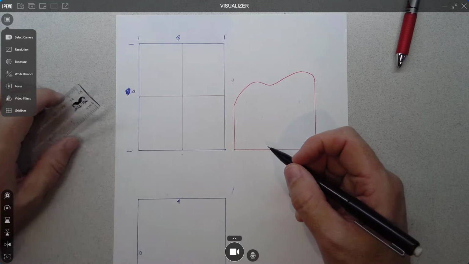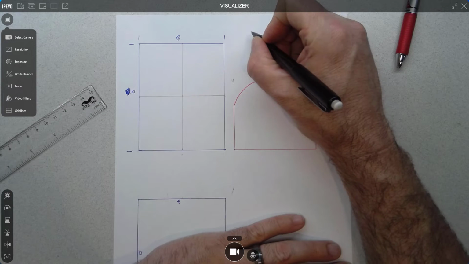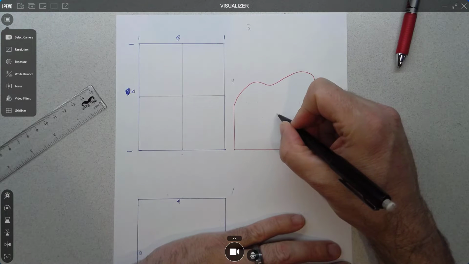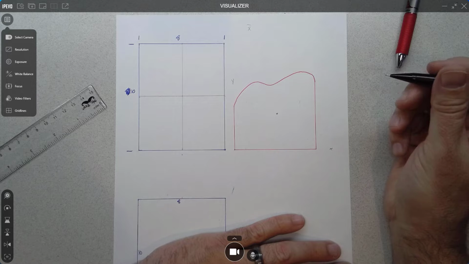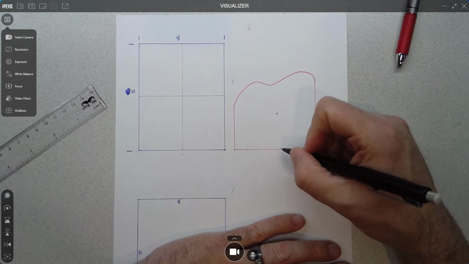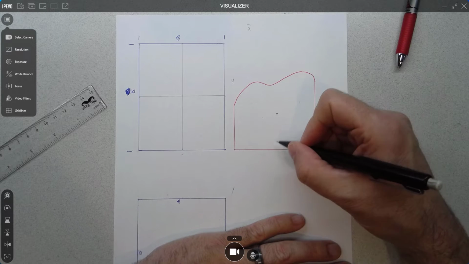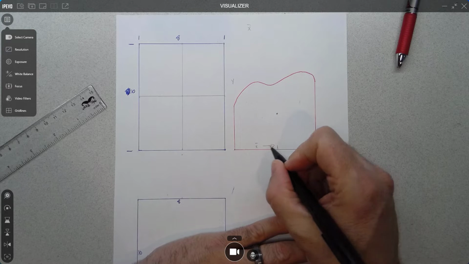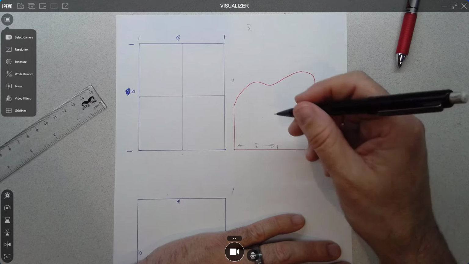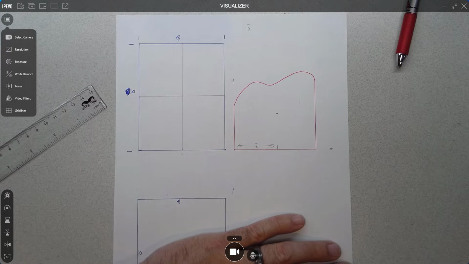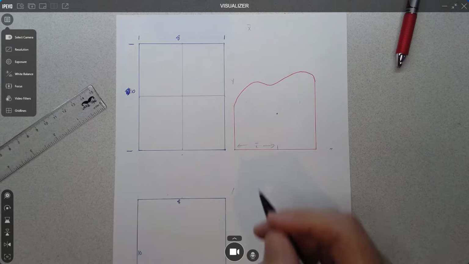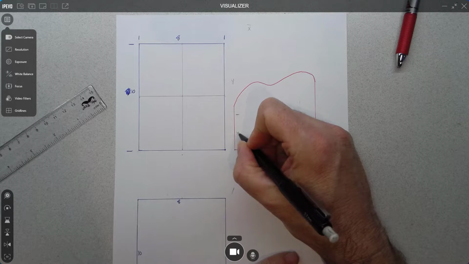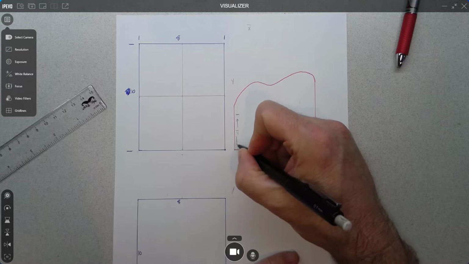And just as a reminder, we say that X bar is the distance, I'm just going to guess somewhere, if this is our centroid, X bar is the distance to the centroid along the x-axis. So this would be X bar out to here, and Y bar would be up to here.